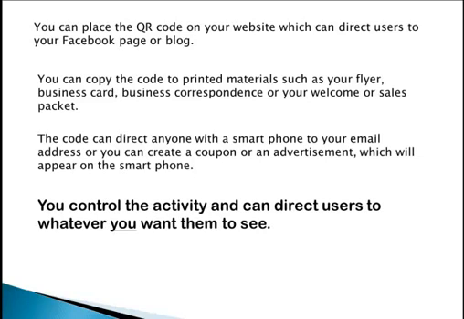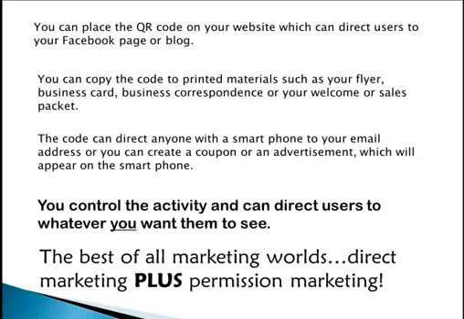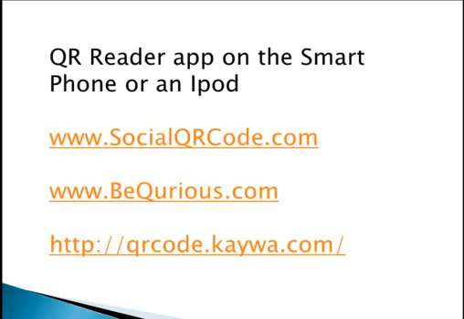You control the activity and can direct users to whatever you want them to see, so it's particularly beneficial to marketing. It is really the best of all marketing worlds. It is direct marketing, plus it is permission marketing. Today, you'll need a QR Reader app on the smartphone or an iPod, and we will review 3 different sites. There are many sites that create code. The first will be socialqrcode.com, becurious.com, and qrcode.kwood.com, which is a non-commercial site.